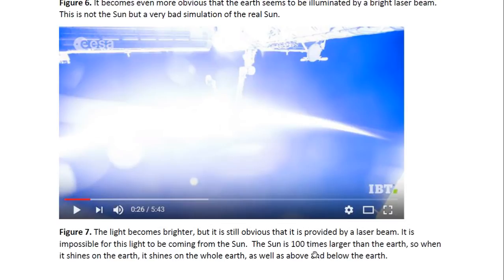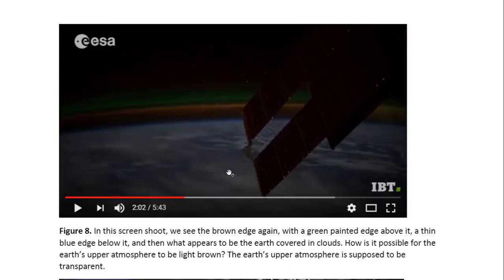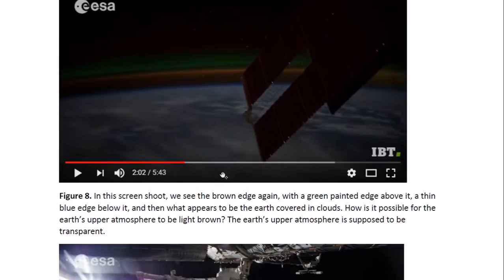This cannot be the real sun. The sun is 100 times larger than the Earth. So when it shines on the Earth, it shines on the whole Earth, as well as above and below the Earth. So there is no way that the real sun would project a beam of light onto the Earth. This is clearly a simulation done in the studio. And in this one, which also appears in the video, we can see the brown edge here.